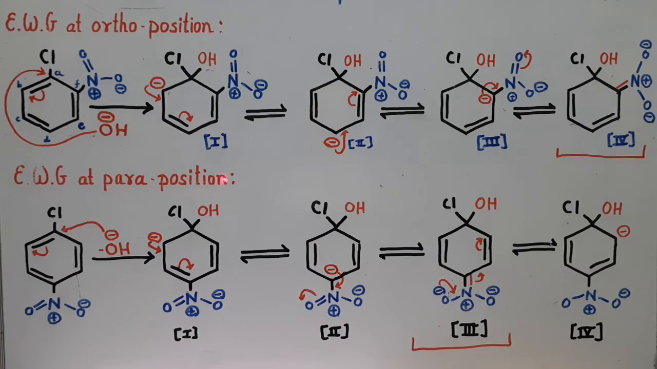Similarly, if the electron withdrawing group is at the para position, we will again get 4 resonating structures. Here structure number 3 is an additional structure where the carbanion is stabilized by the NO2 group. Here you should notice that in all the resonating structures, the carbanion is generated only at ortho and para positions. This is ortho, para, ortho, here also ortho, para and ortho. That's why the electron withdrawing group must be present at ortho and para positions, then only it can stabilize the carbanion.